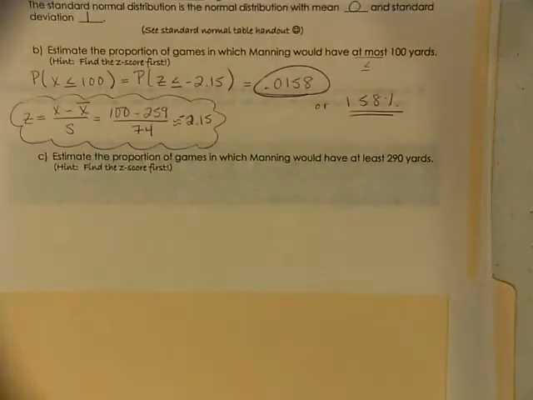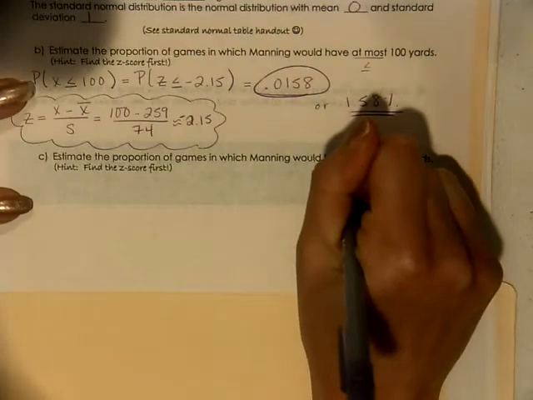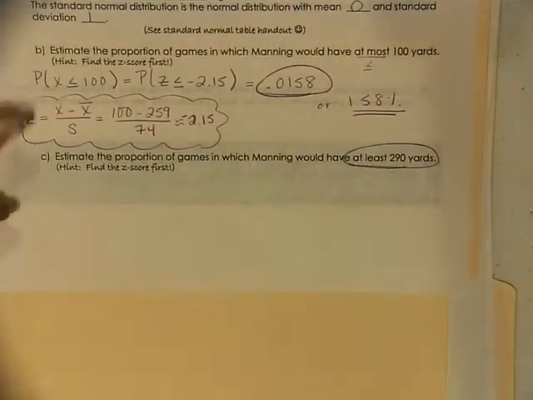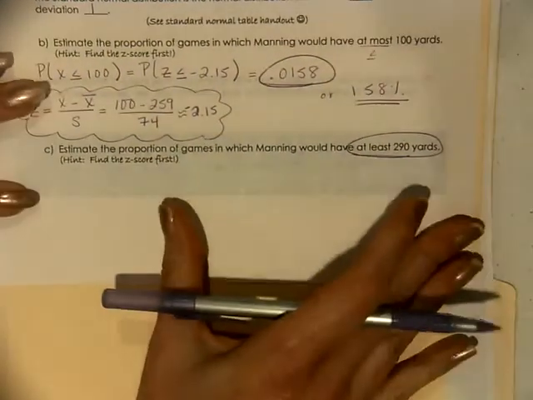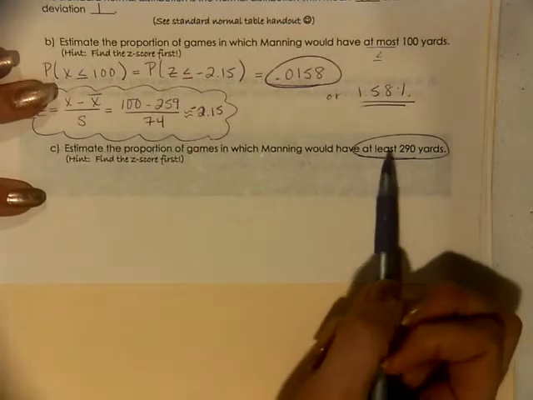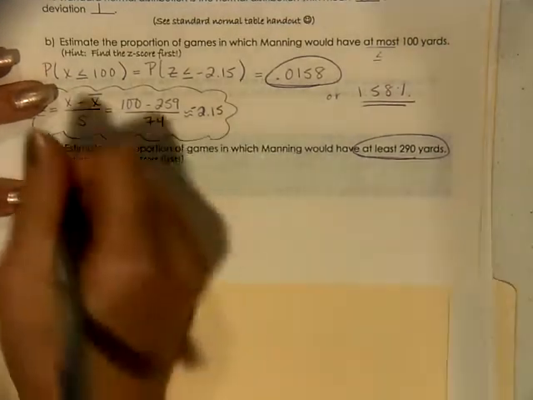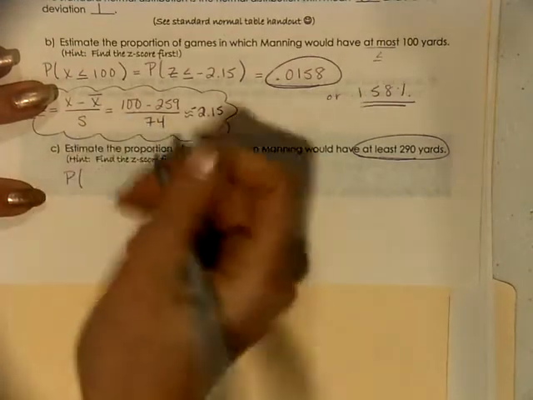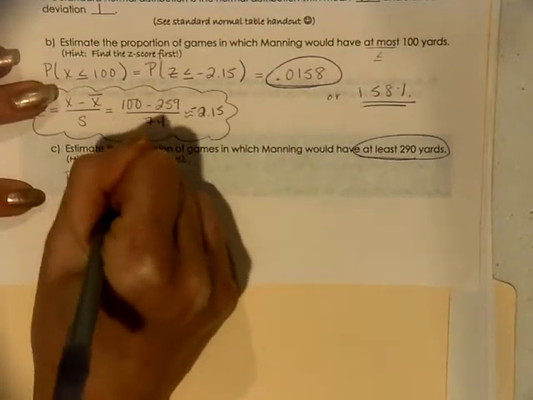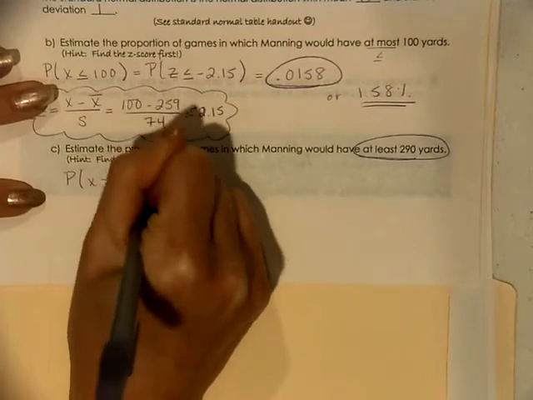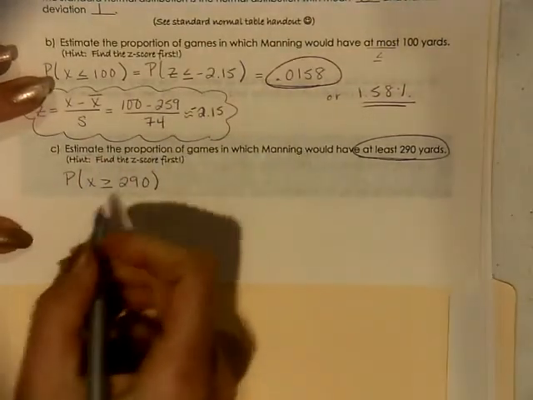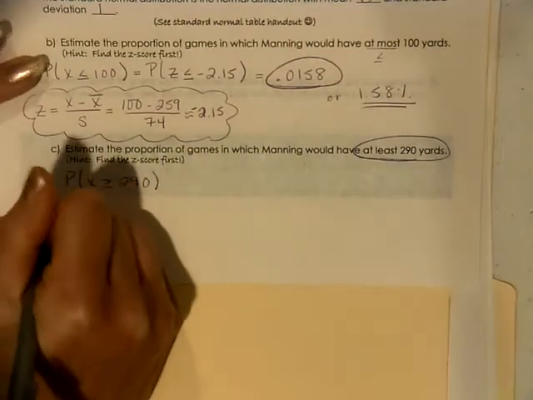Okay, the next one. Find the proportion of games in which Manning would have at least 290 yards. So we're still using the same mean and standard deviation. So you need to ask yourself, what does at least mean? At least means greater than or equal to. So I'm going to try and find the probability that x is greater than or equal to 290. So my first step, off to the side, is to find my z-score.